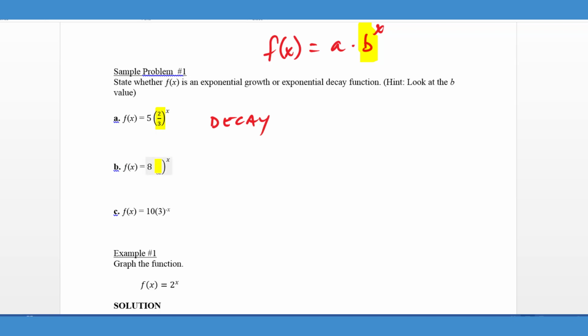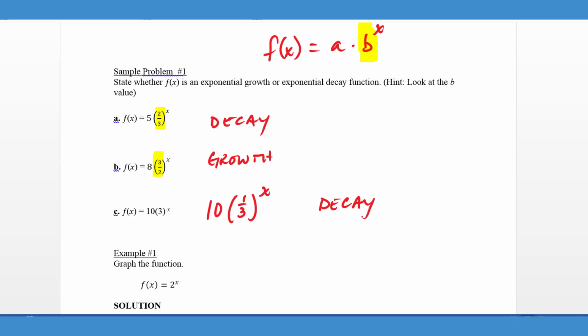Now the next one's a little tricky. We have 3/2, and it's in a fractional form, but that 3/2 is actually greater than 1. So since it's greater than 1, we know that that's going to be a growth function. The last one actually needs to be rewritten. We can see here that it's 10, and it's 3 to the negative x. To make that a positive x, we would make that 1/3 raised to the positive x value. And so now that we have 1/3 as a b, we know that that is a decay.